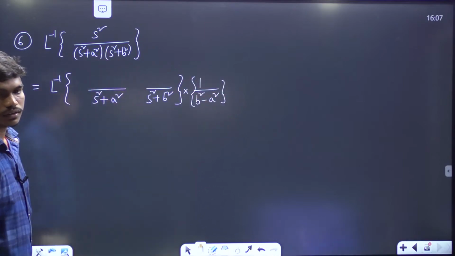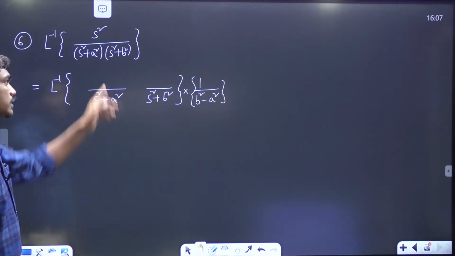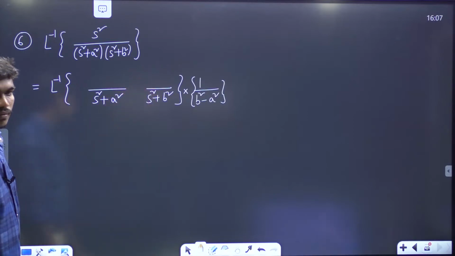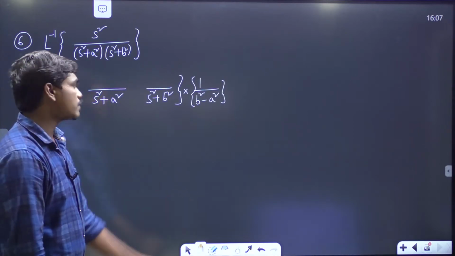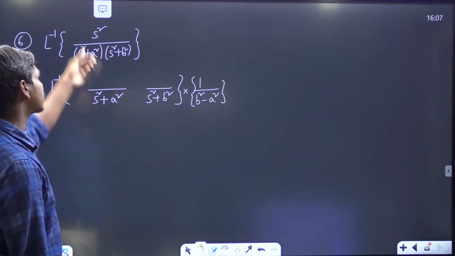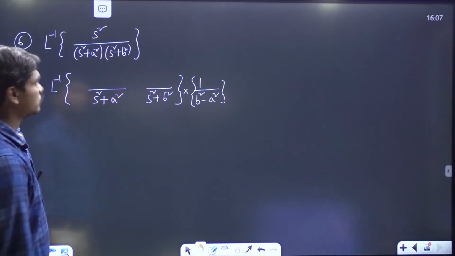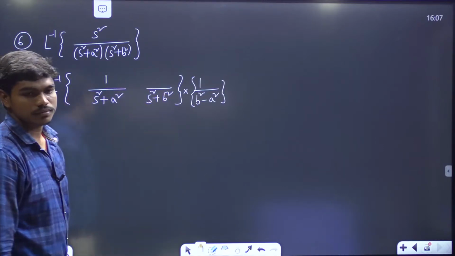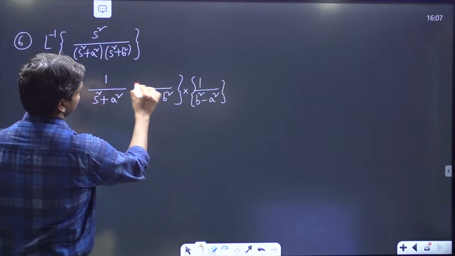Okay, next, 1 by b square minus a square. Okay, next here, what are the terms that come here? Calculate partial fractions, it's very simple. So you have s square term here, s square by a square, s square by b square. Here it's 1. Okay, what about here? If you calculate into partial fractions, minus 1.